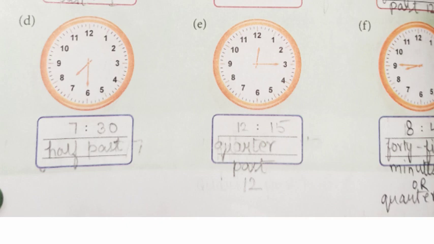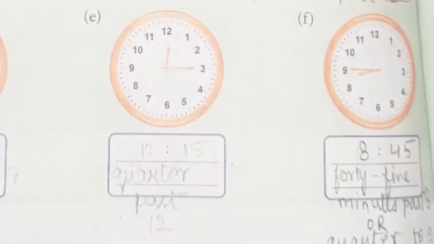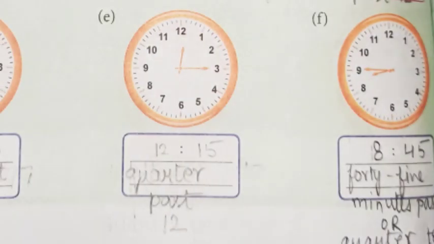Moving to the next E part, you can see your hour hand is between 12 and 1, so you will consider it 12, and your minute hand is at 3. That means 5 3s are 15. So you will write there 12:15. Getting? And you will write in another way. How many minutes passed? 15 minutes. So 15 minutes past 12.